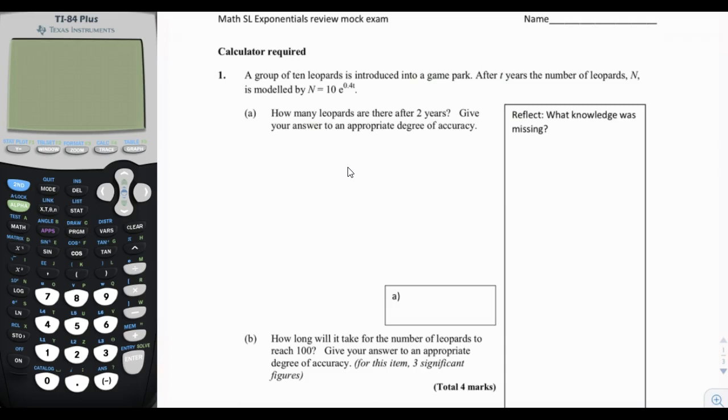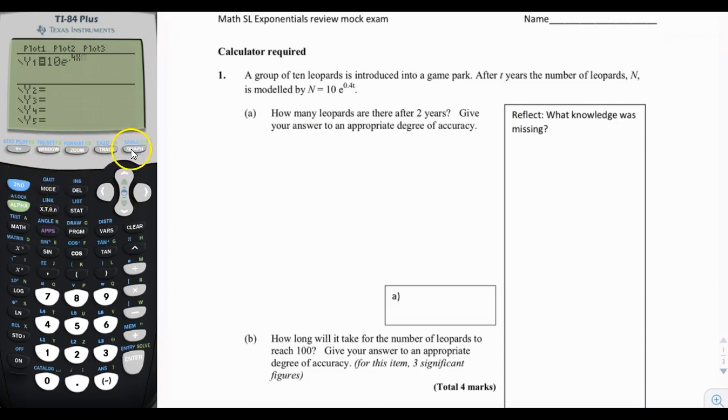You can, of course, just type that into the calculator without using the y equals function, but let's use the y equals function so you can see how easy that is. It allows you to answer a lot of the other questions too. So we're going to first put in the equation 10 times e to the 0.4t. E is found here, the second natural log function, e, and then you put 0.4, and there's no t, so you put the x. And then we are going to see how many leopards are after 2 years. That is when x equals 2.